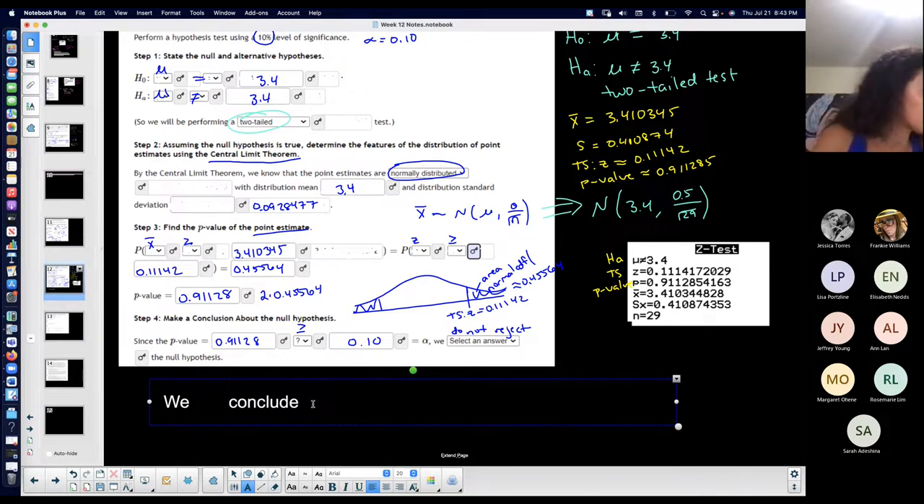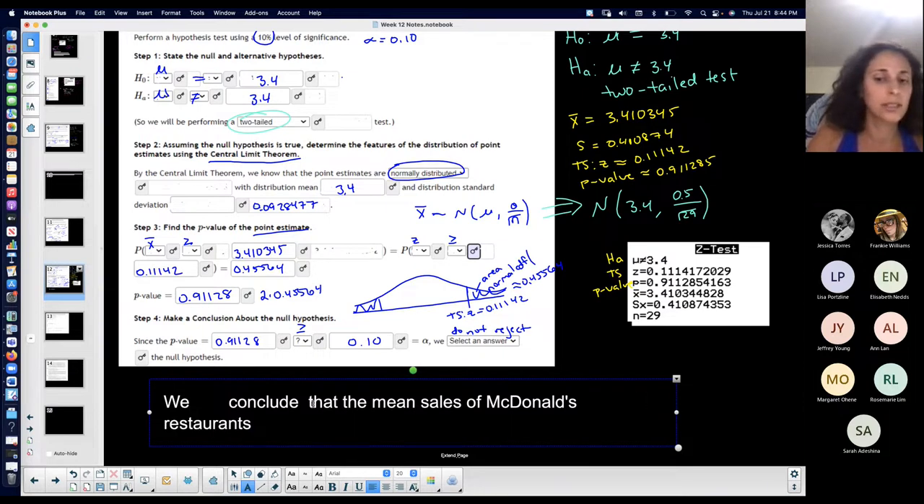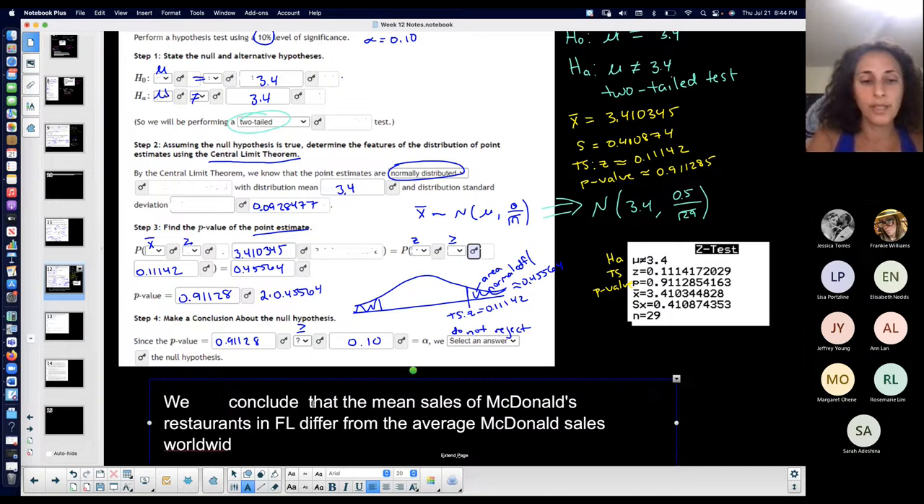We conclude, just so I have this, that the mean sales of McDonald's restaurants in Florida differ from the average McDonald's sales worldwide. So let's see. The only thing that changes between these two, because they have two options here, is either we conclude or we cannot conclude. So let's see which one it is.